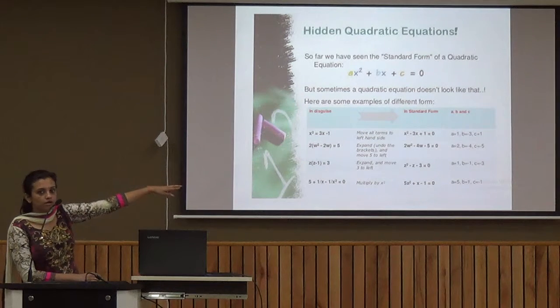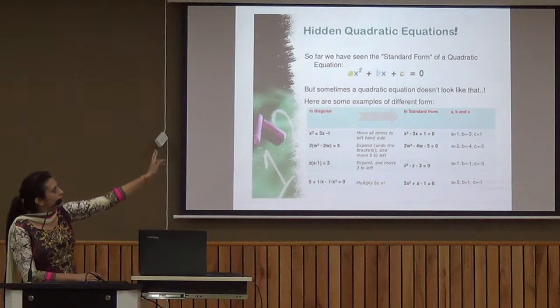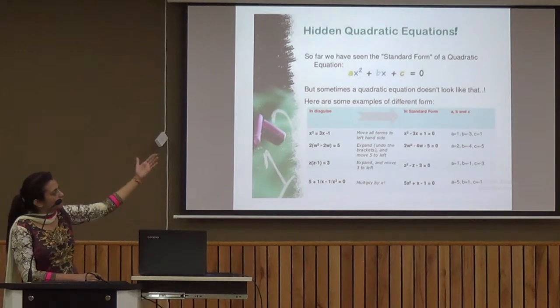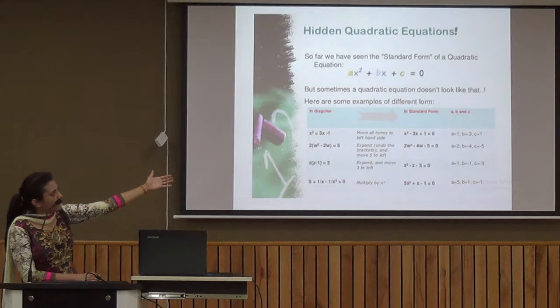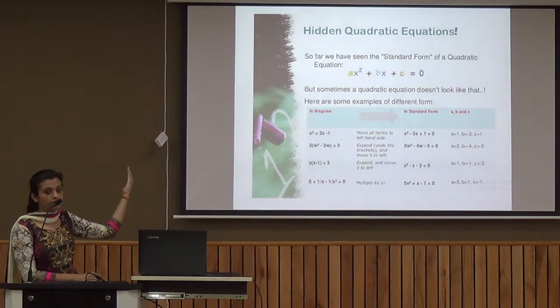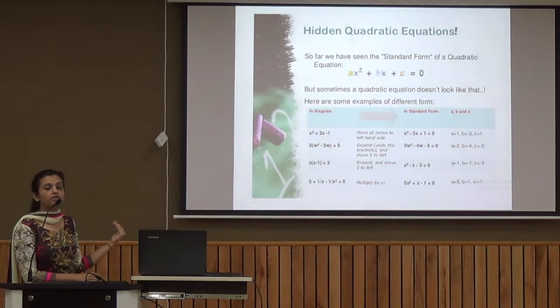Look at the second cell in the third column: 2w squared minus 4w minus 5 equal to 0, wherein a is 2, b is minus 4, c is minus 5. Here also we've shifted 5 from the right-hand side to the left-hand side so that it becomes a standardized form.